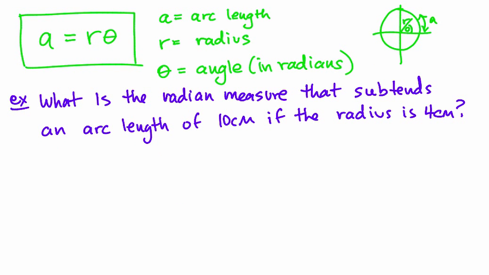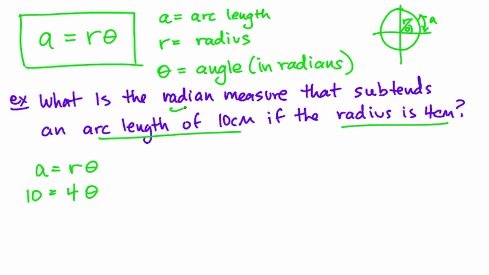What's the radian measure that subtends an arc length of 10 centimeters if the radius is 4 centimeters? Well, I threw some crazy vocab in there, subtends. Look it up in a dictionary, see if you can make sense of that. I really don't even need to know what it means. I need to know the formula. I need to realize that the arc length is 10, the radius is 4, and I'm solving for a radian measure, which is theta. So I divide both sides by 4. 10 divided by 4 is 2.5. So that's the answer. It's 2.5 radians that subtends an arc length of 10 centimeters if the radius is 4 centimeters. Done.